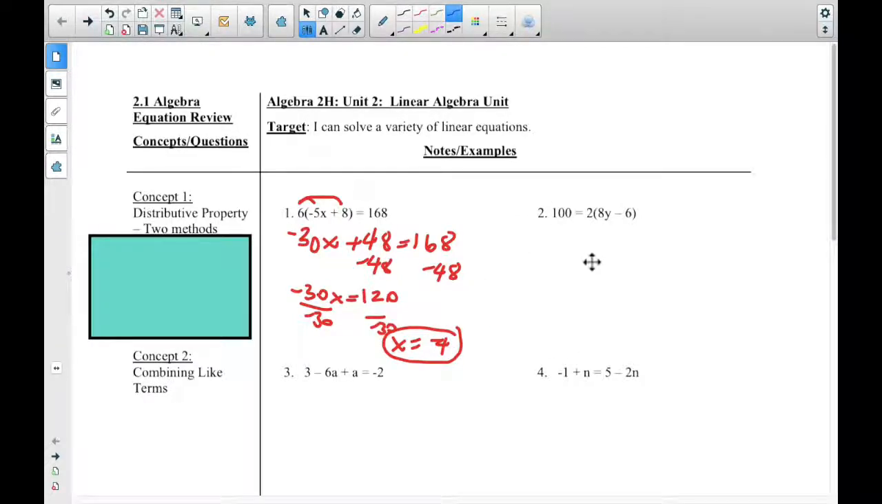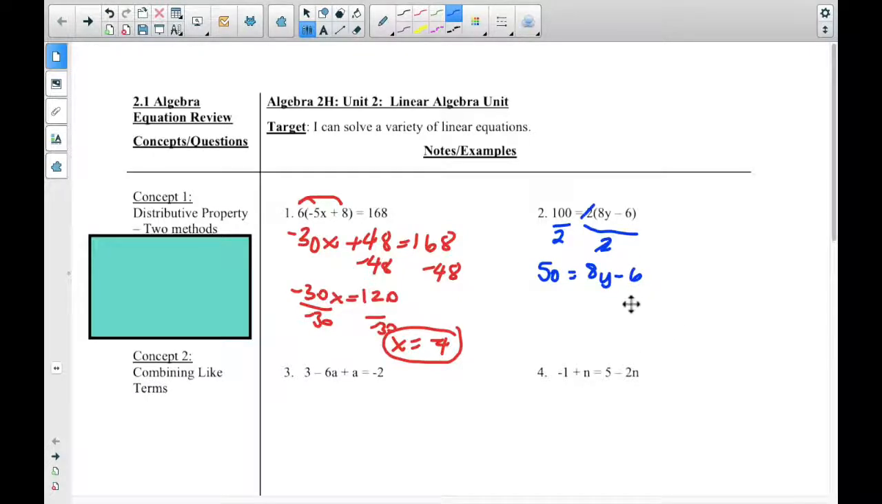Number 2 looks like a distribution problem, and you could do it by distribution, but there's actually a different option. And that option is, instead of multiplying that 2, you can actually divide that 2 from both sides. And so what I'm going to do is I'm going to do it that way just so you can see how it works. So on the left-hand side, that leaves me with a 50. On the right-hand side, the 2's cancel, and I'm left with an 8y minus 6.